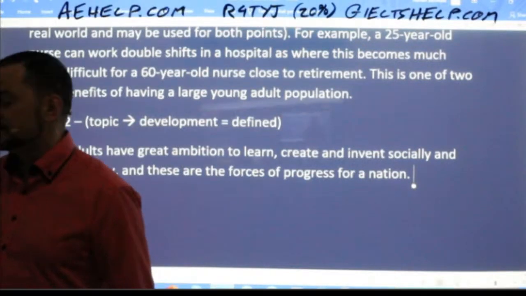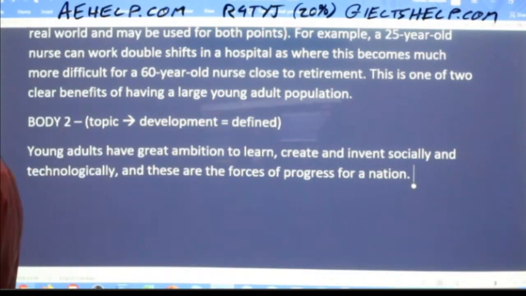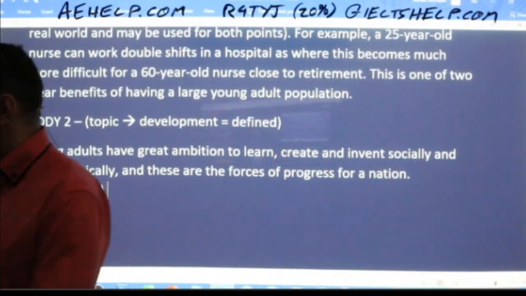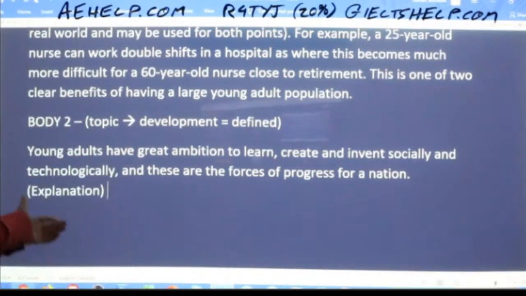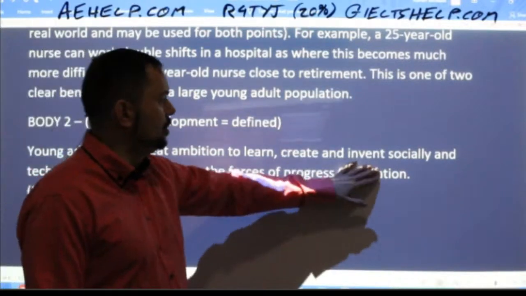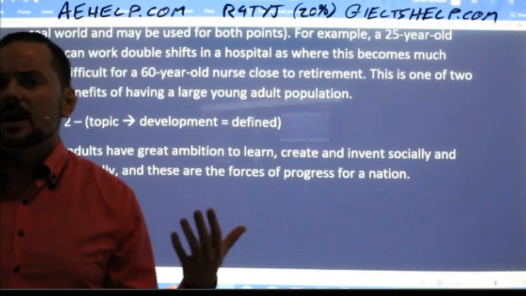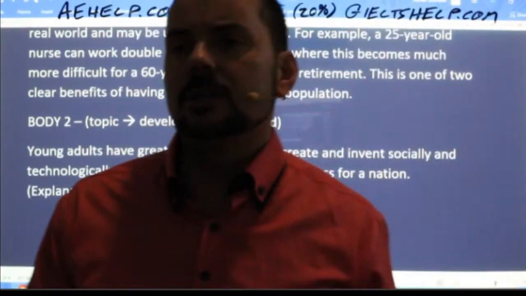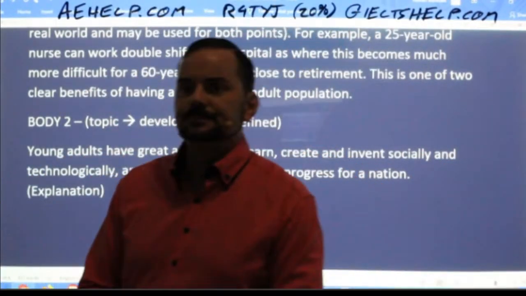Okay, so some nice points. Let's take a look at an explanation. So explanation. This is where your reader asks you why. Okay, how does this happen? So why is it that young people have more ambition to learn, to create, to invent? So what's going on? Why does that happen? Can you explain that? Okay.